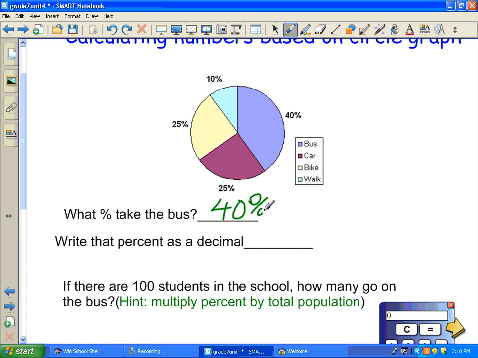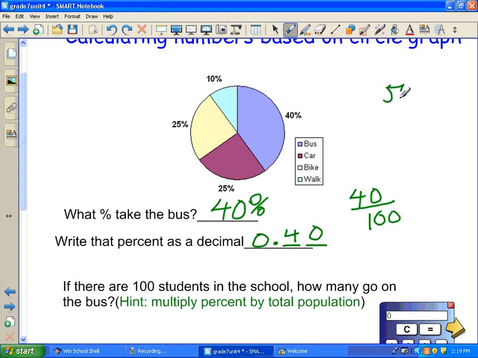Now, as you did in a previous chapter, it says write that percent as a decimal. And remember, 40% just means 40 out of 100. Now, as a decimal, we've got to go to the hundredths place. So this is the tenths, this is the hundredths. So we should have 40 hundredths. So it should be 0.40.